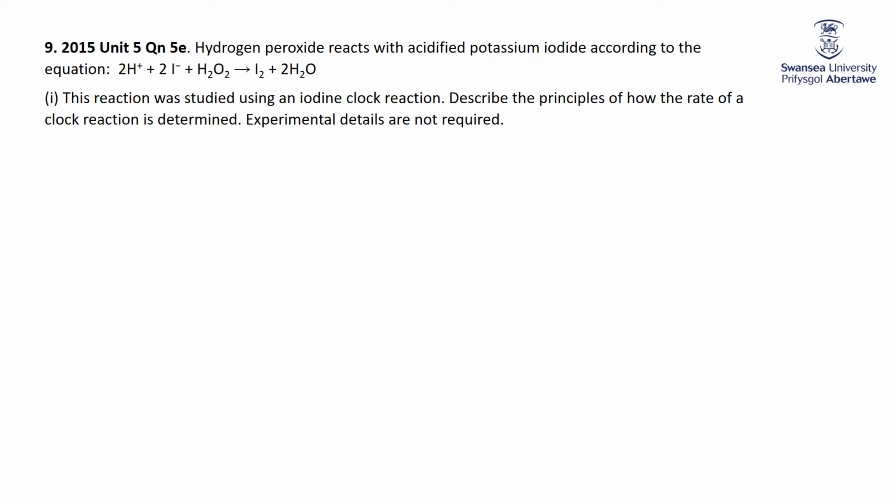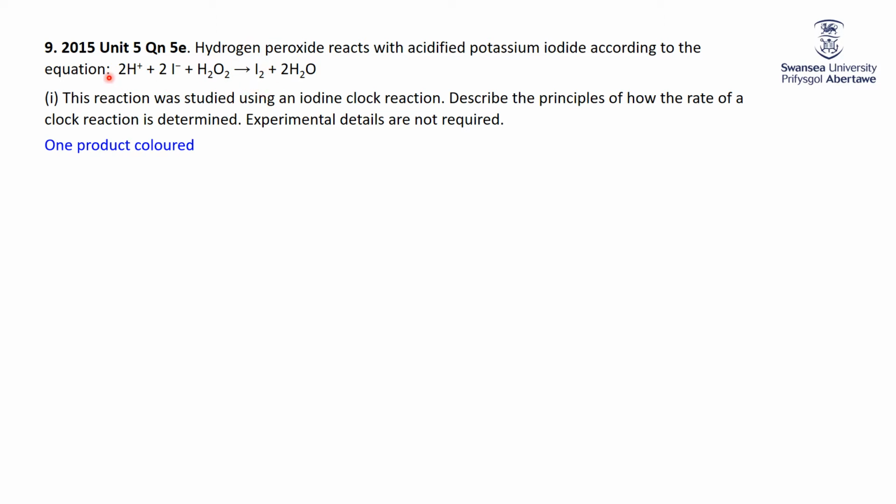Now the clock reaction, that's the hydrogen peroxide reaction with acidified, that's the H+, potassium iodide, that's the I-. The potassium is the spectator ion, so we don't include it, and whatever the counter ion was with the H+, we don't include. So studied using iodine clock reaction, discussed the principles, how the rate is determined, experiment details not required. So what you do with a clock reaction is you first of all have to have a coloured product. In this case that's the iodine.